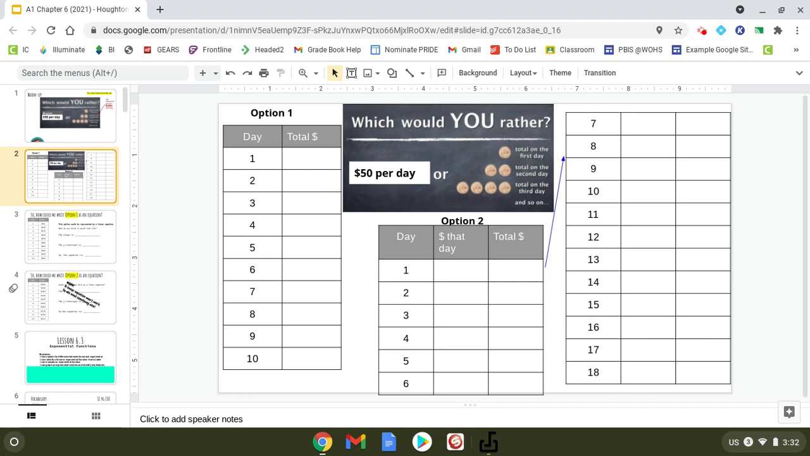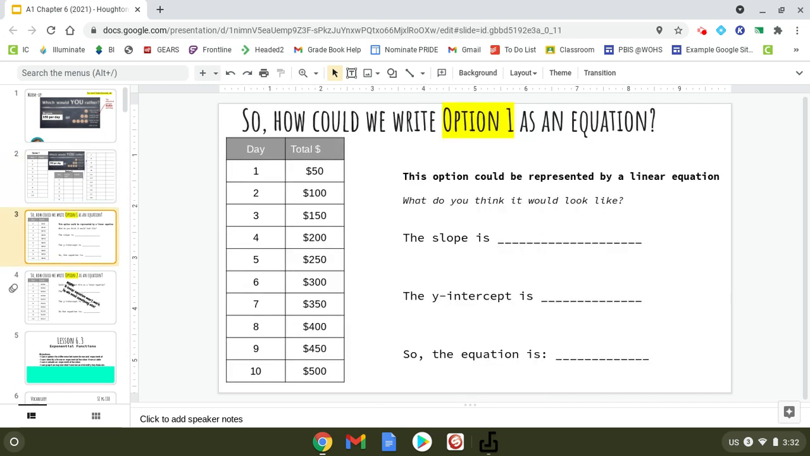So if we pick option one, it's $50 a day. So how could we write option 1 as an equation? On day 1 for this option, you're going to have $50, and then day 2 would be 100, and then day 3, 150, basically going up by 50. So if we want to try to write this as an equation, we can represent it using a linear equation, very similar to what we talked about in chapter 5.